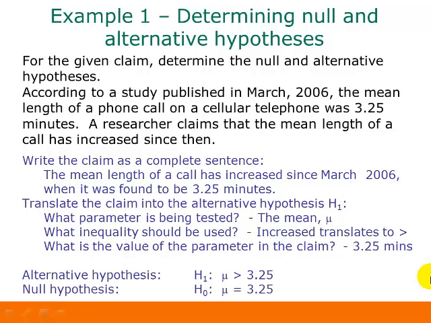Our null hypothesis uses the same symbol and the same number. We just replace the inequality with an equal sign. So to say these in English, our alternative hypothesis is that the mean is greater than 3.25. Our null hypothesis is that the mean is equal to 3.25.